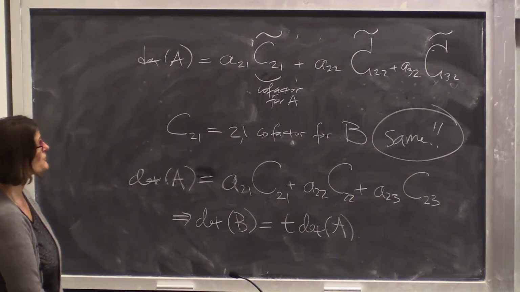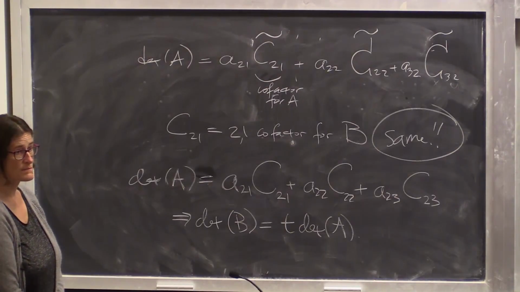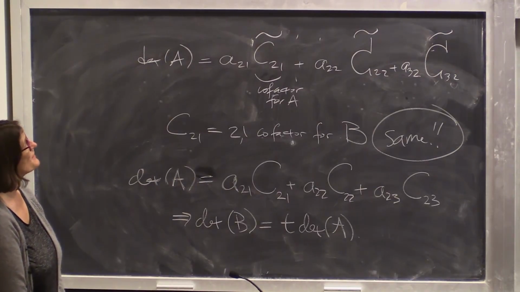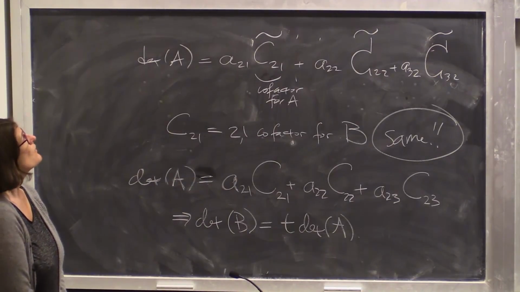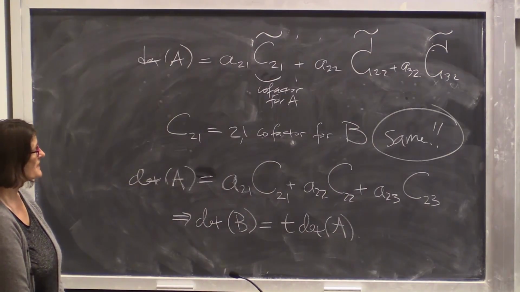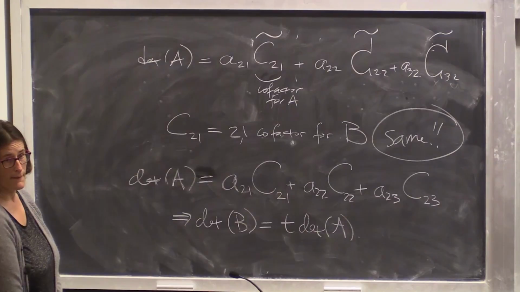Because we chose a smart row to expand about. If we had expanded about any other row or column, it would still turn out that the determinant of B equals T times the determinant of A. But it wouldn't be so easy to prove.